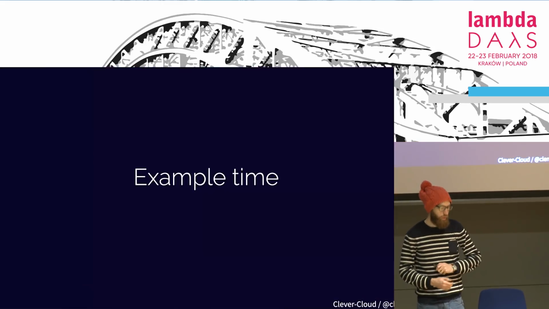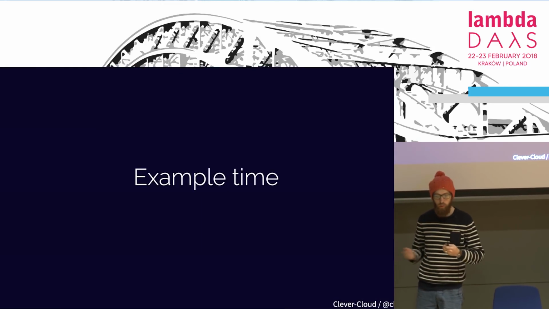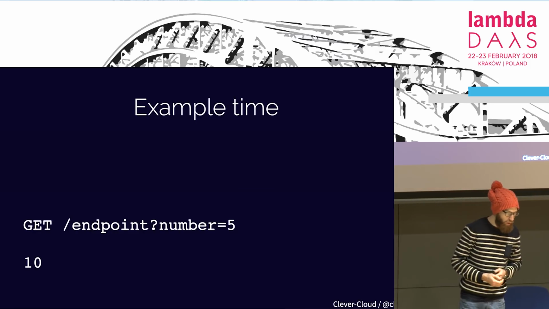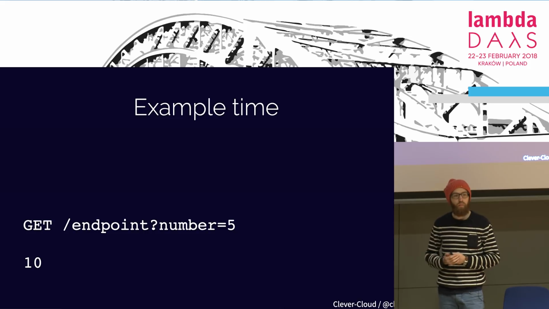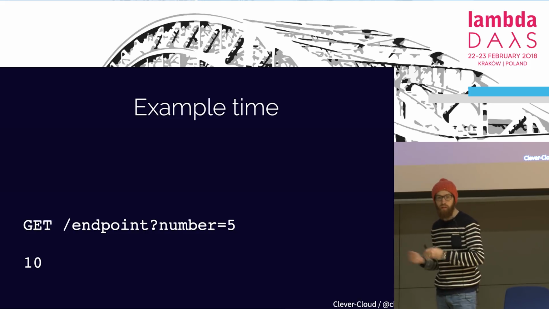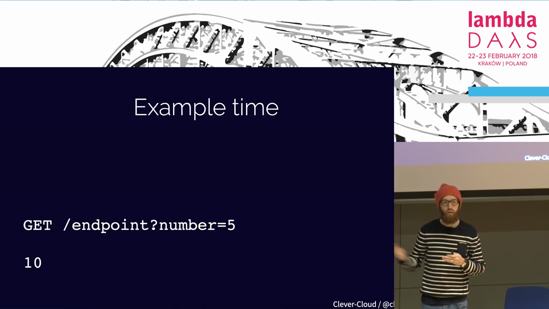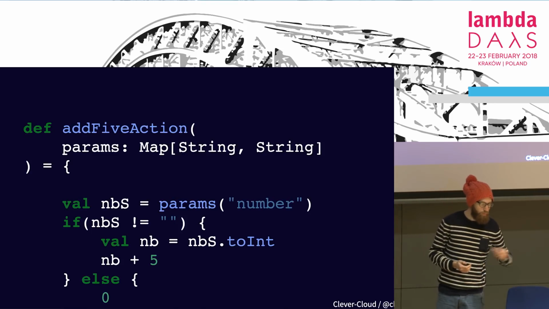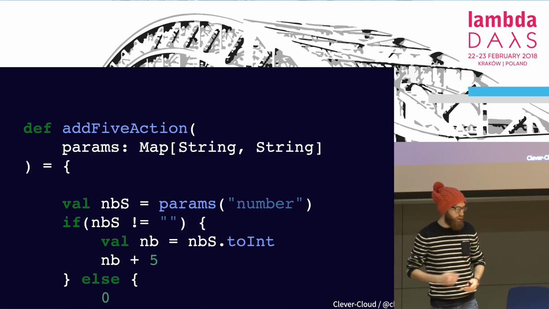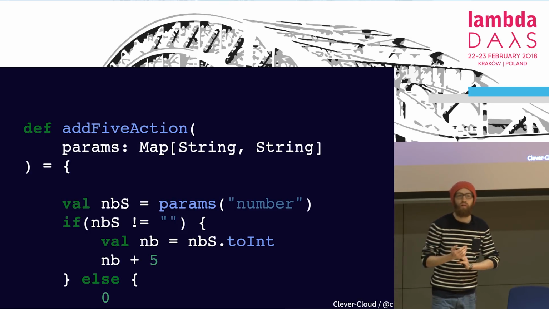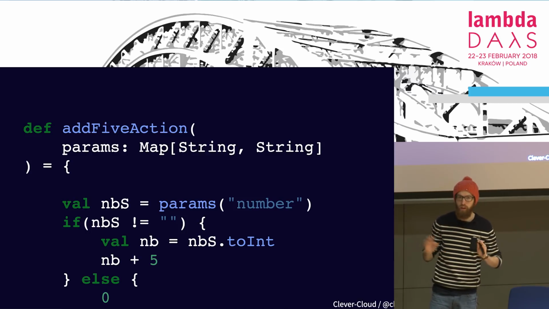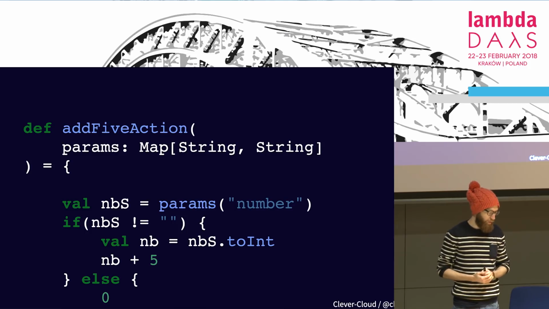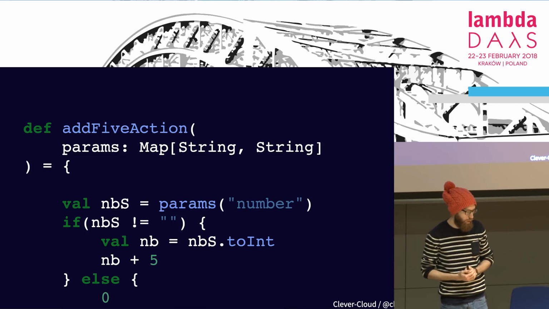Okay, so I will start with a simple example of how we can use types to improve the code. Let's say I want a simple HTTP endpoint. You pass it a number, and it adds 5 on it. So I can create an action. All the examples are written in Scala. Normally it's readable and not too complicated Scala, so it should be quite easy to follow.